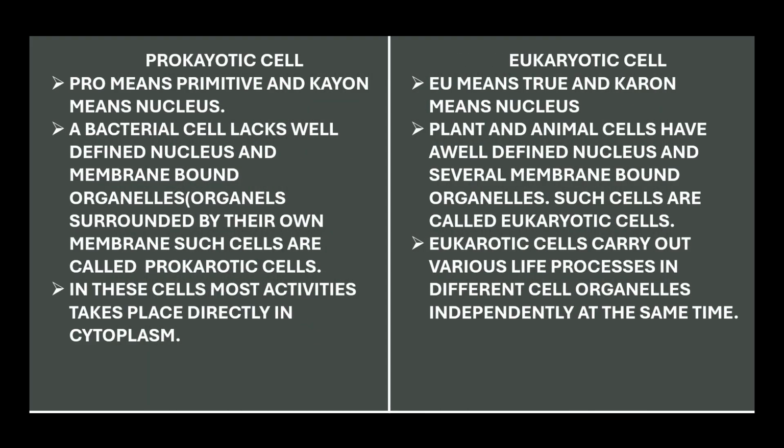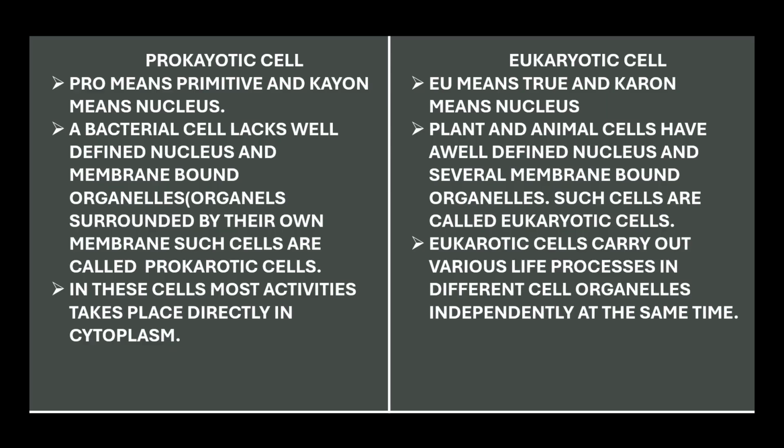Prokaryotic cells and eukaryotic cells. Pro means primitive and karyo means nucleus. A bacterial cell lacks a well-defined nucleus and membrane-bound organelles, which are organelles surrounded by their own membrane. Such cells are called prokaryotic cells. In these cells, most activities take place directly in the cytoplasm.